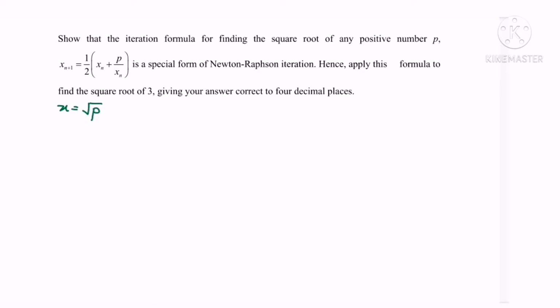So kindly refer to the situation. Here they mention finding the square root of any positive number p. That's why I write x equals the square root of p. Do remember, we are going to find f(x), where we have to square both sides, and we will have x squared minus p after we square both sides.